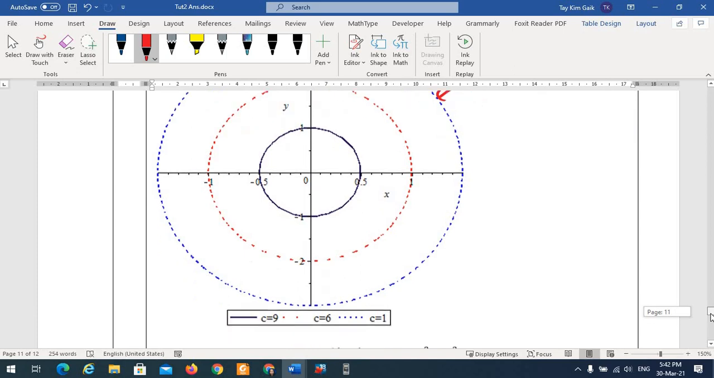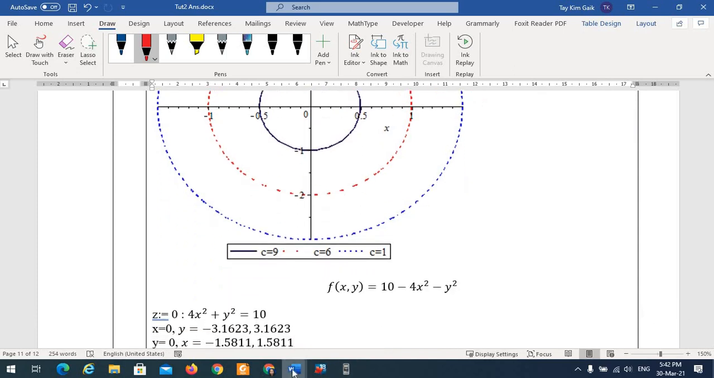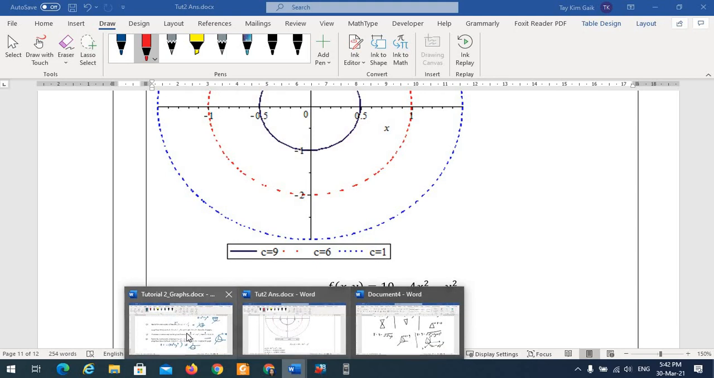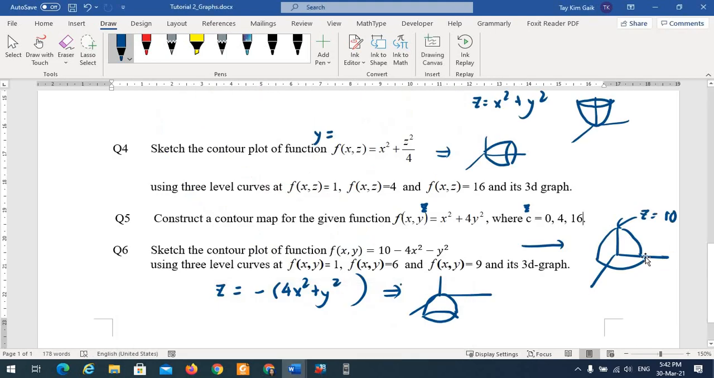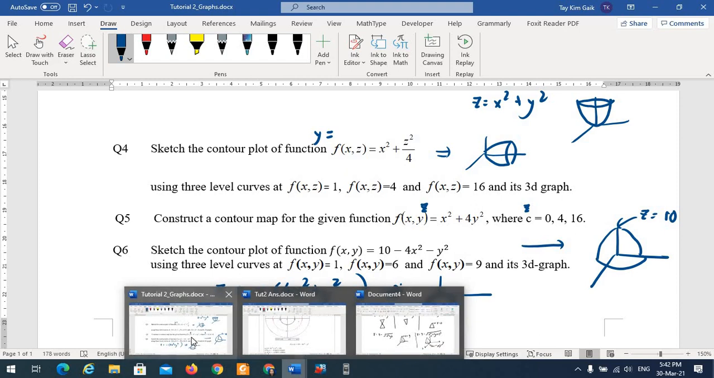Z equal 1, we have a bigger ellipse. That's why this one I already showed you. Z equal 1, bigger ellipse. When height increases, z increases, the ellipse will be getting smaller.